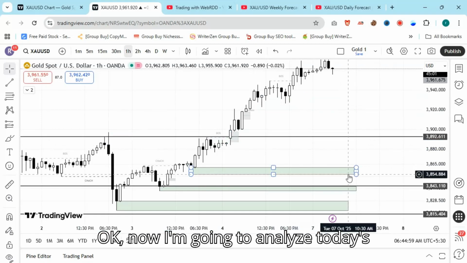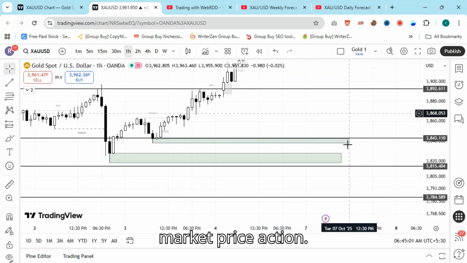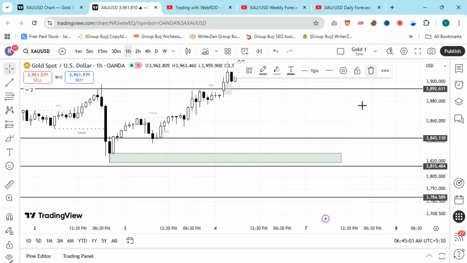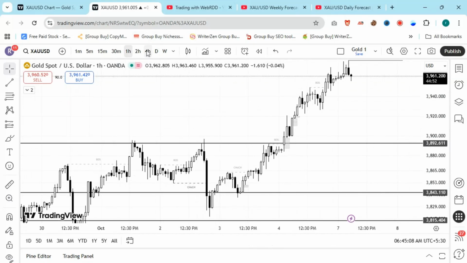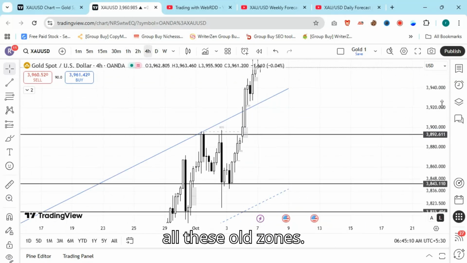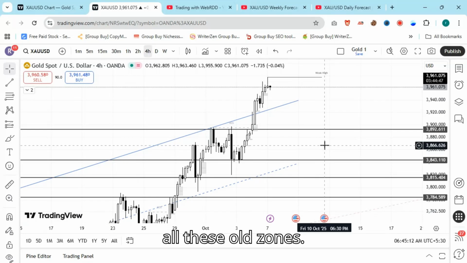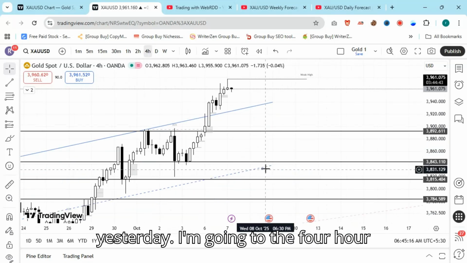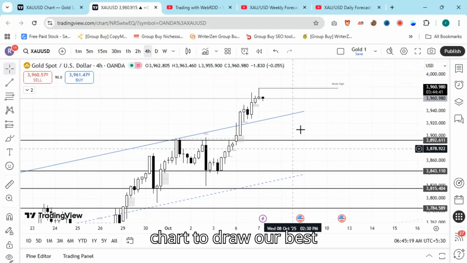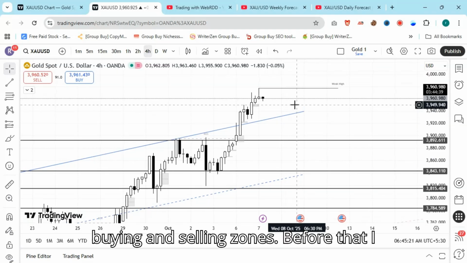Now I'm going to analyze today's market price action. Before that, I am going to delete all these old zones. These are all the zones we drew yesterday. I'm going to the 4-hour chart to draw our best buying and selling zones.